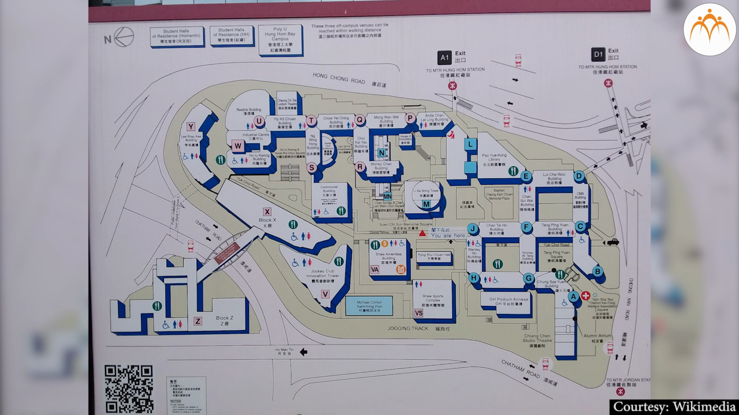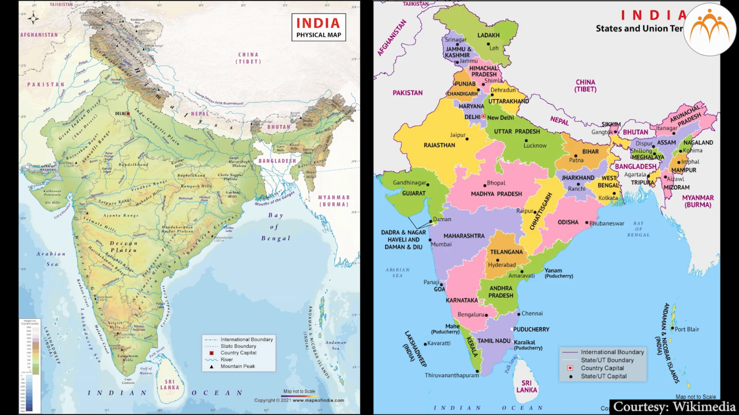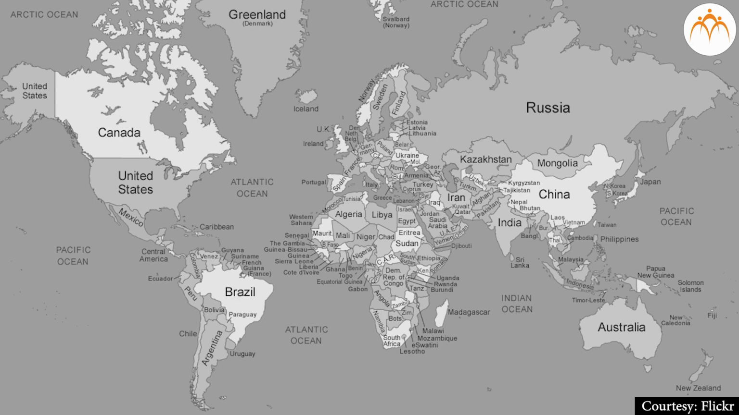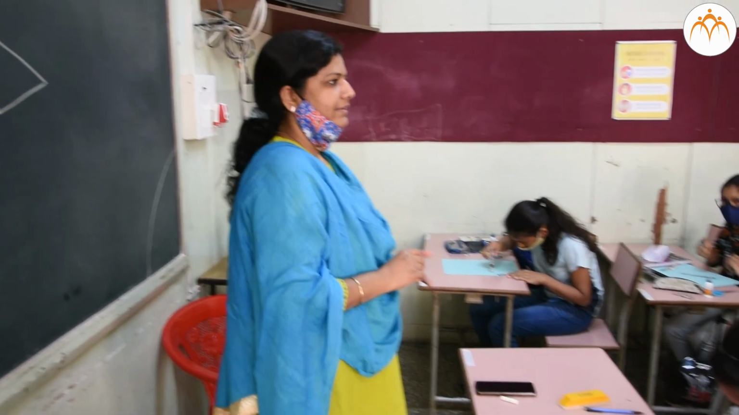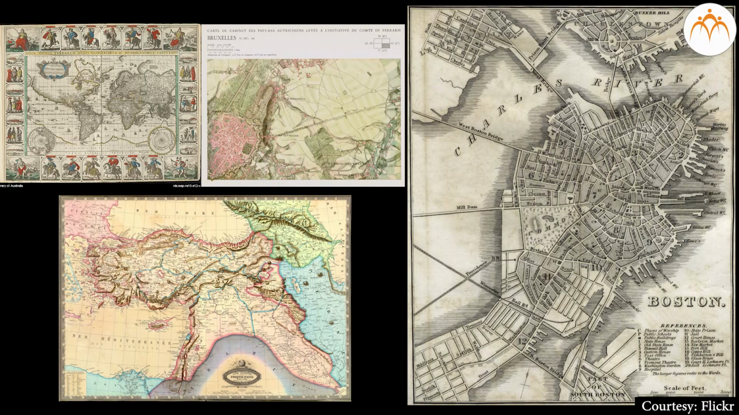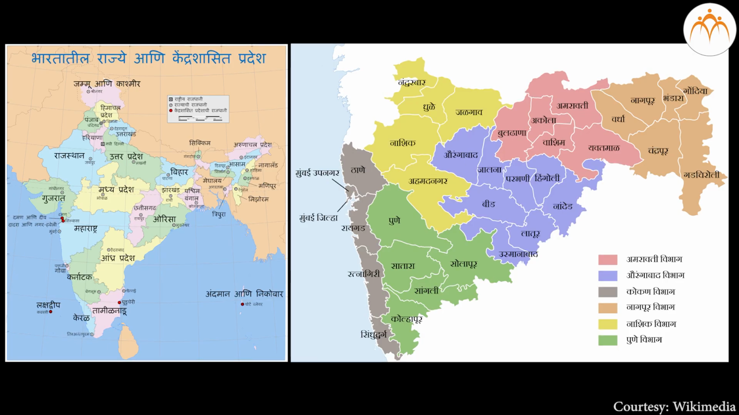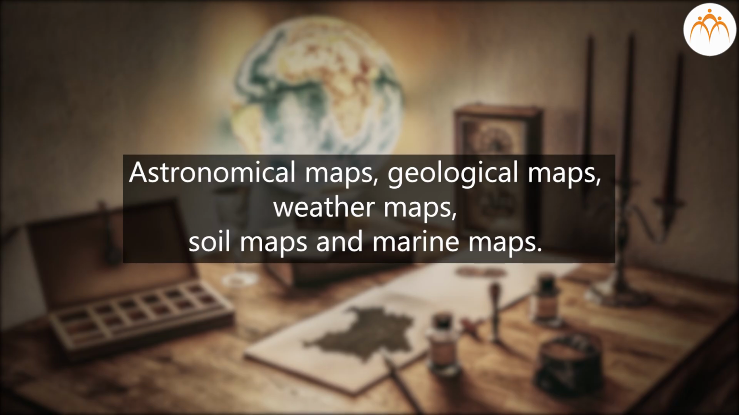I am sure you have seen the natural and political maps of the world, India and Maharashtra displayed in your classroom. There are maps showing continents, countries and states, and miniature maps stored in the archives. Maps showing immovable properties, the landscape maps. There are astronomical maps, geological maps, weather maps, soil maps and marine maps.